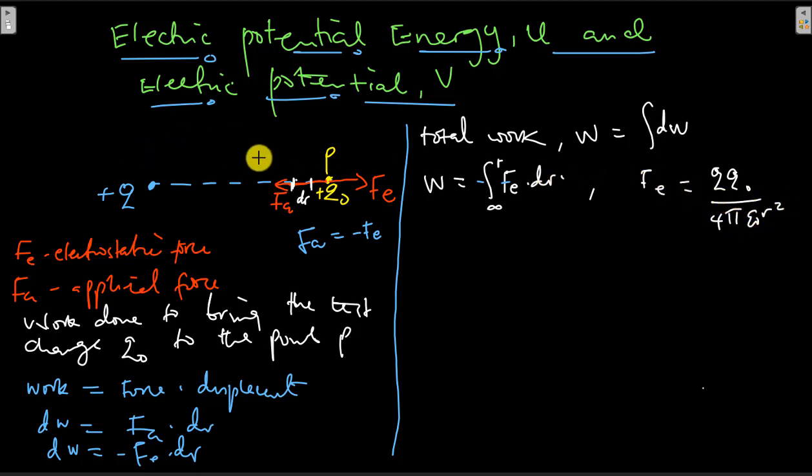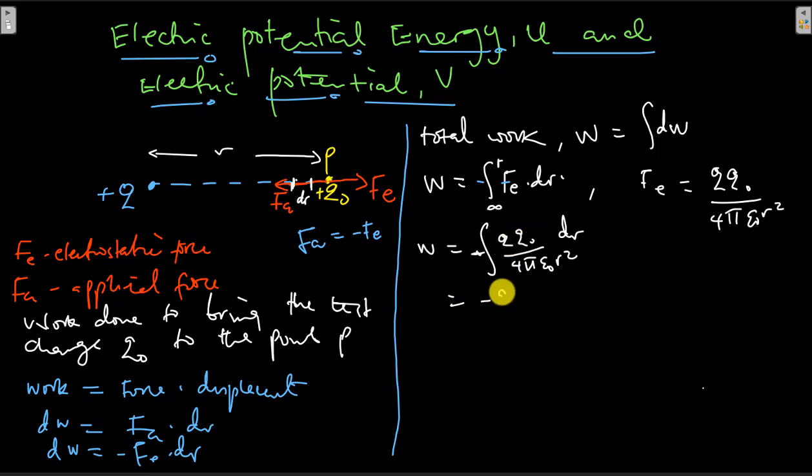Also, I forgot to mention that the point P is actually at a distance r, so that's reasonable. Let us substitute for Fe. So our work done is going to be the negative integral of Q naught over 4 pi epsilon naught r squared dr. Okay, there we go. And if you do the math here, all these are constants, so we have negative Q naught. This is from infinity to point P, which is at a distance r.